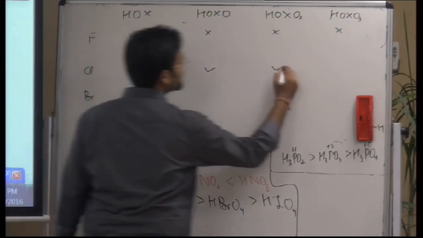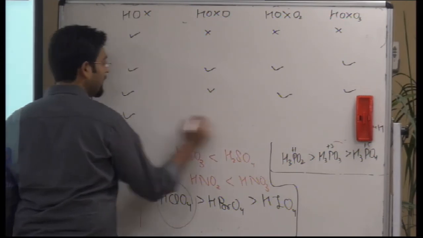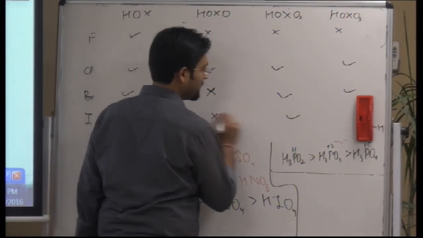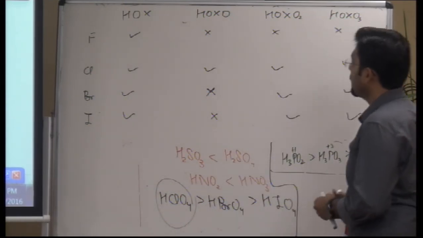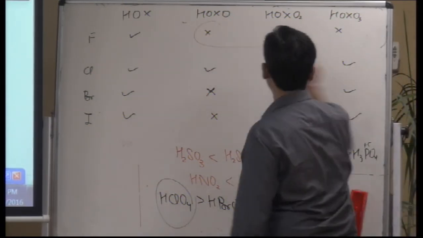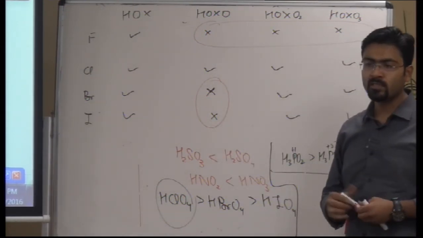Chlorine is the one which forms all of them. Bromine forms these 3, not this one. Iodine forms these 3 and not this one. They form this one, but that is not very stable. So just remember these 3 that are not formed, and these 2, and definitely all the rest of the column, all these sections, will be filled.